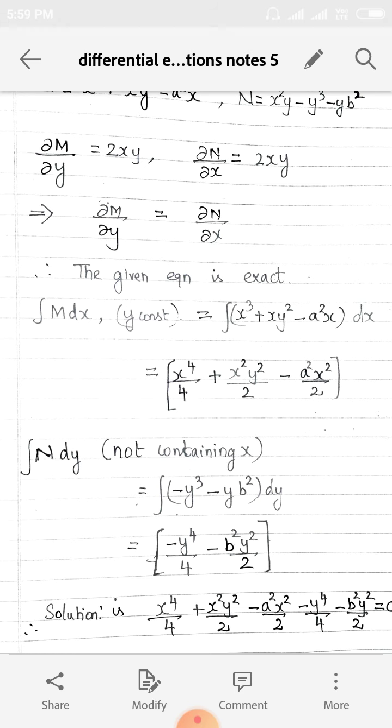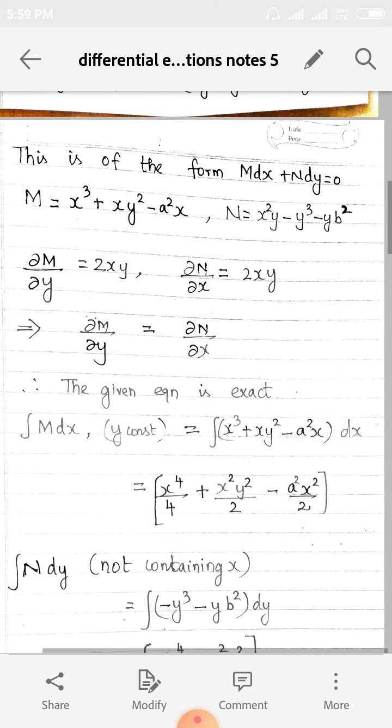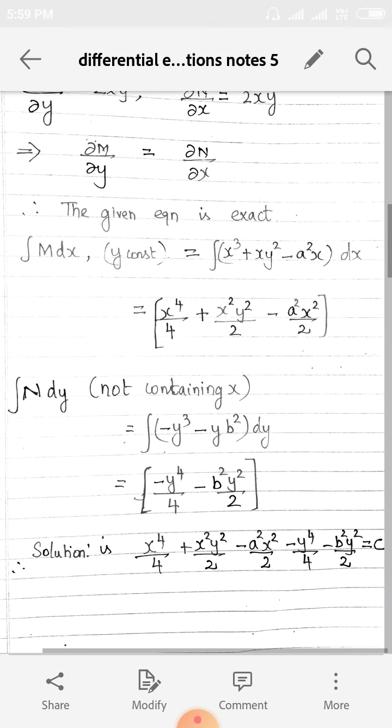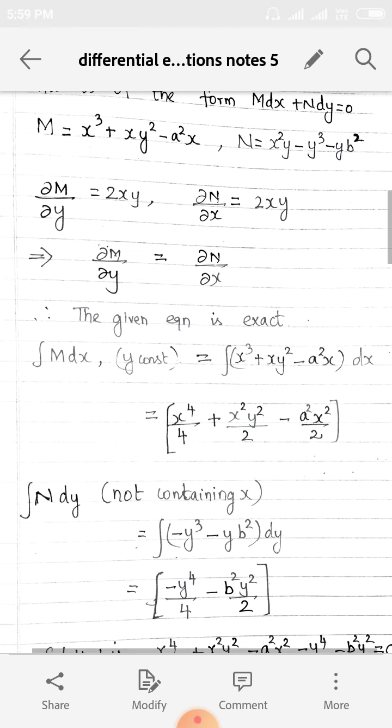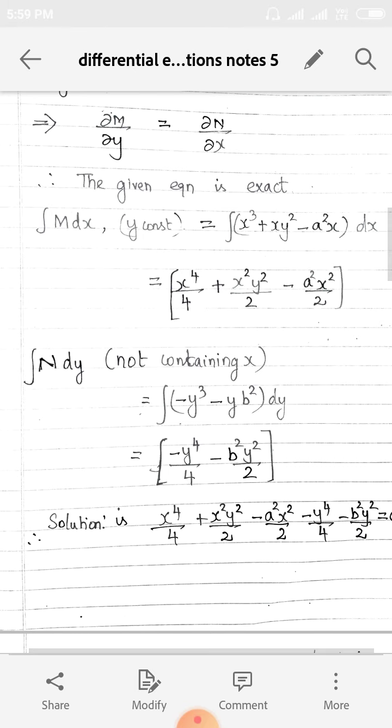So take integral n dy that does not contain the x term. So leave the first term because the first term contains x square. So leave that term and take the remaining two terms. That is integral minus y cube minus y b square into dy. Clear? So integral m dx is nothing but treat y as a constant. And for the second term, integral n dy, it is not containing x. We should not take the x term. So minus y cube minus y b square into dy.